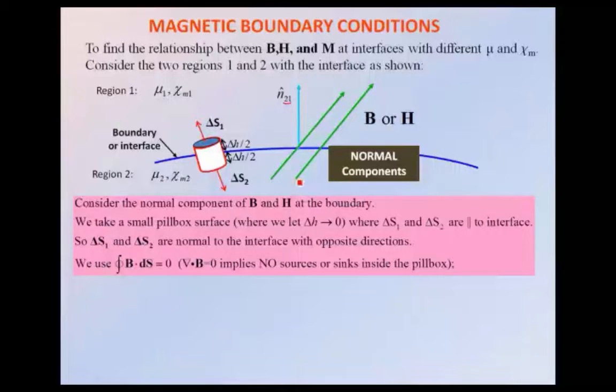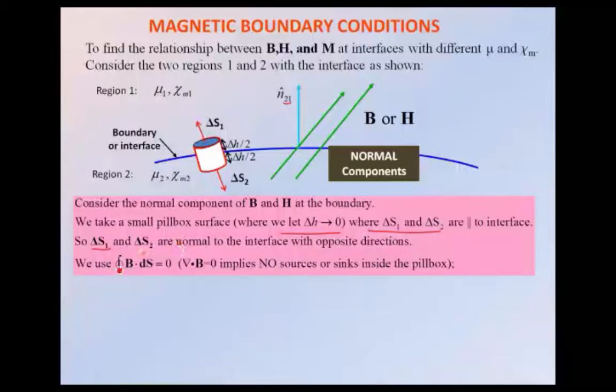With this in mind then, here's the pillbox. We're going to let delta H go to 0. We have these two surfaces which are parallel to the interface. That means that the normal vectors representing the areas are perpendicular to the interface, and they'll have, of course, the opposite direction.